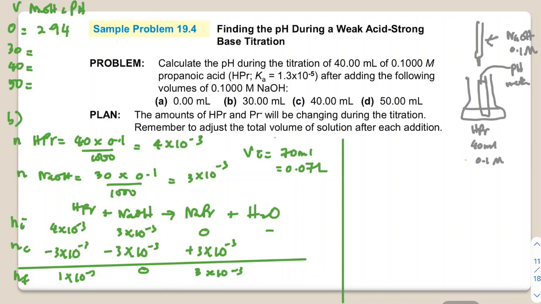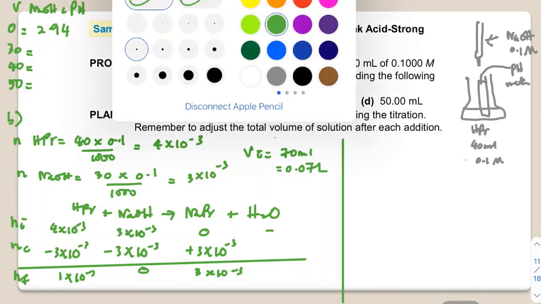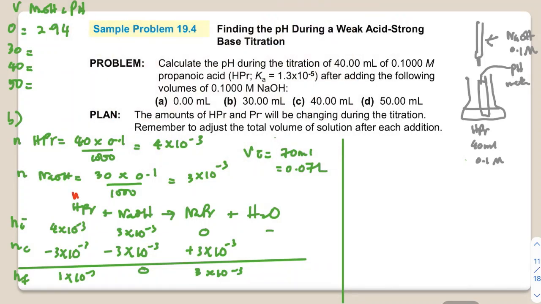And then when we look at what we have, the components in the reaction vessel after the addition of 30 ml of the sodium hydroxide, we have HPr and we have NaPr left, no more NaOH. So we know that HPr is a weak acid and NaPr is the salt. So we actually have a mixture of the weak acid and salt, or at the same time we know that we have a buffer system.